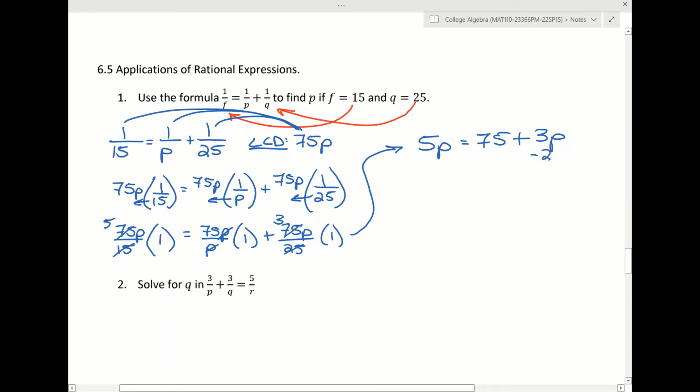Finding our like terms, we get 2p is equal to 75, or p is equal to 75 over 2. We'll also write 37 and a half if you want. That's totally fine just like that.